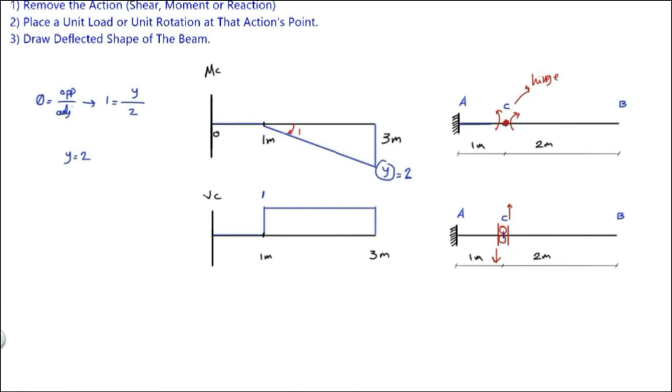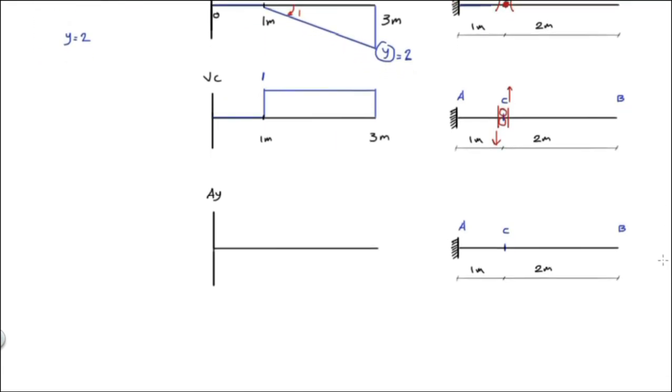Now let's go ahead and draw the influence line for the vertical reaction at A. So let's remove the action. So this beam will be able to move up and down at point A. And replace the action with a unit load. Now because of this unit load, the whole beam will be able to go up, and the deflected shape will be like this. And this value here is equal to 1.